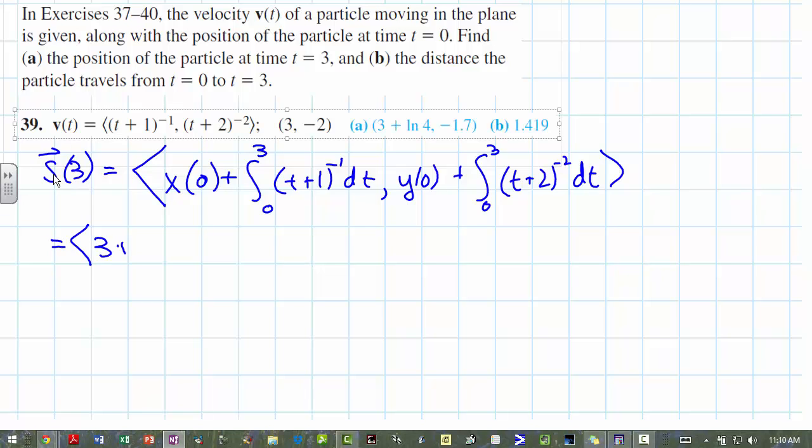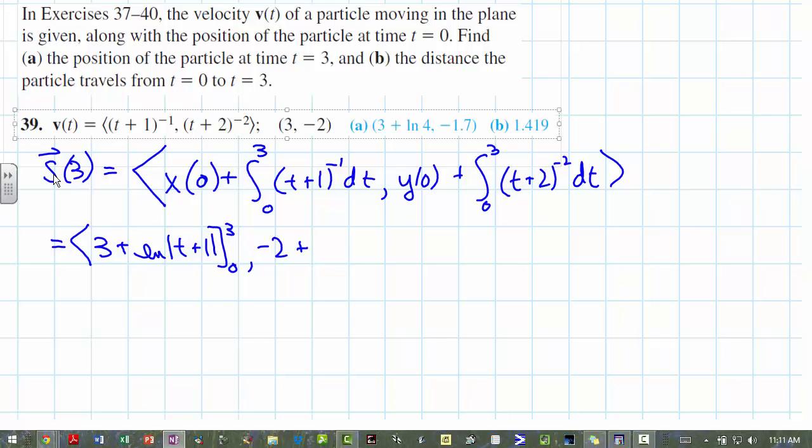3. Plus the integral. Can we do the antiderivative of that? The antiderivative of (1 plus t) to the negative 1, I think that's natural log absolute value of t plus 1, evaluated from 0 to 3. That looks like we can do that. Do we have a y position? The initial position is negative 2. And what about this antiderivative?